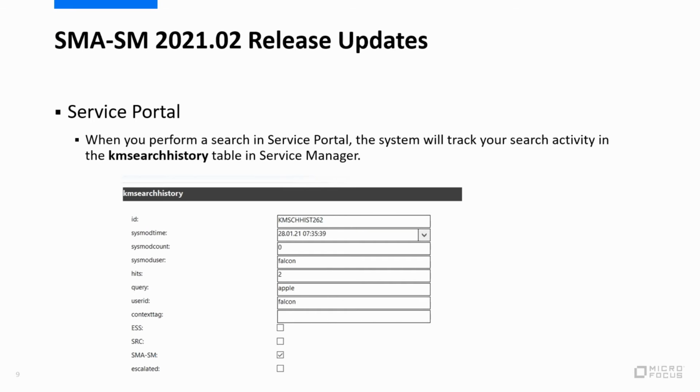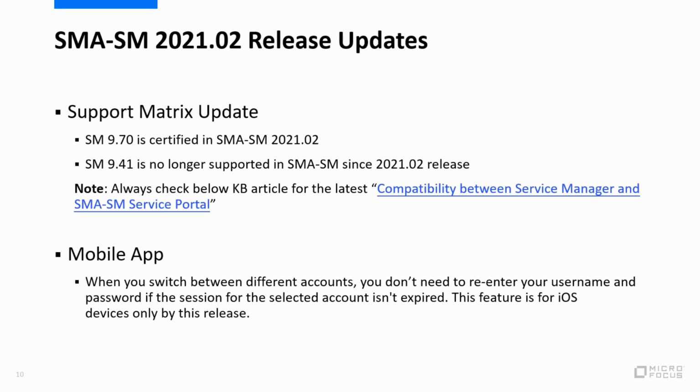This is the first one, and the second part is more related to support metrics updates. There are some important updates here. First one is about 9.70 support. As you may know, Service Manager 9.70 was released after the SMA-SM 2020 November release. So when we released SMA-SM 2020 November, Service Manager 9.70 was not supported yet.